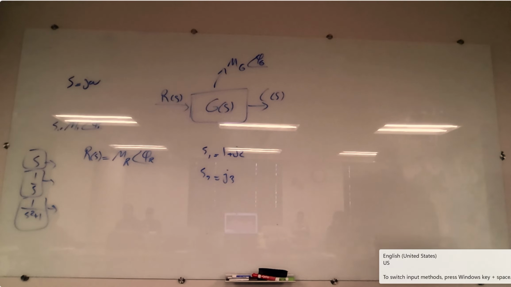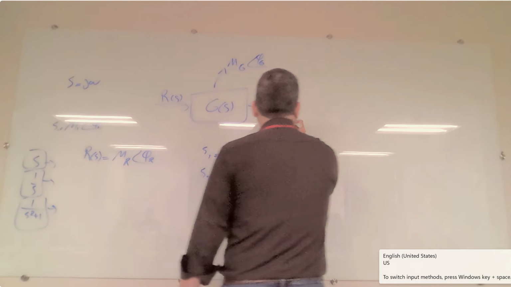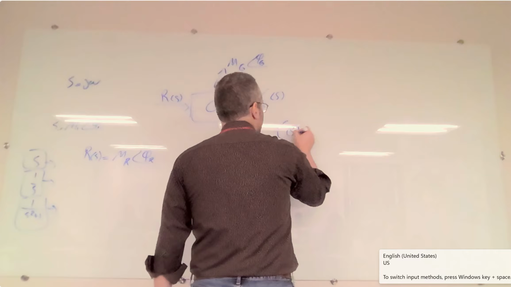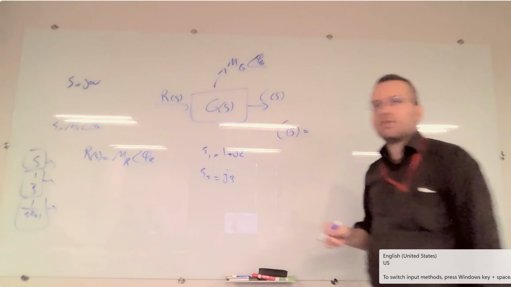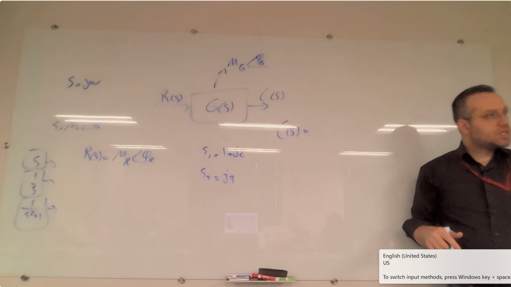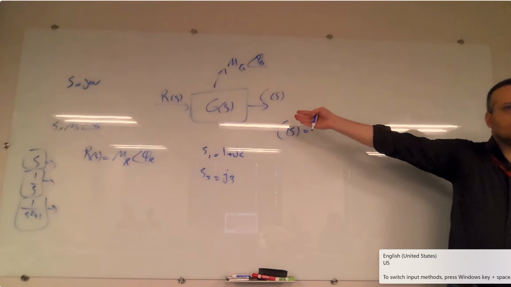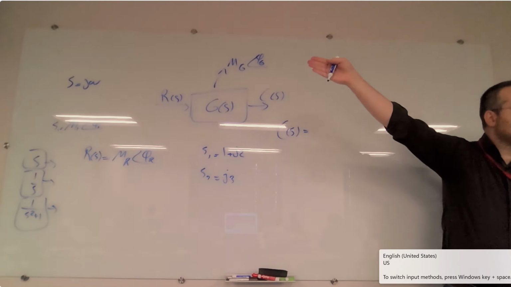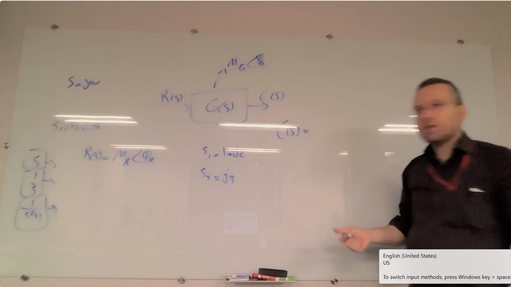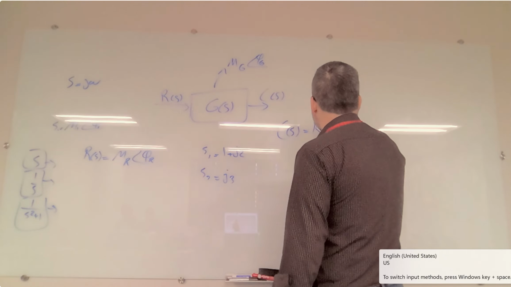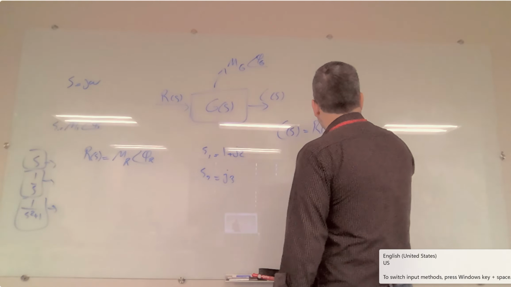Now, what is the C of S? We already learned that when we talked about the Laplace transform. The C of S in that system is simply G of S times the input, right? We already learned that. So this is R of S times G of S.